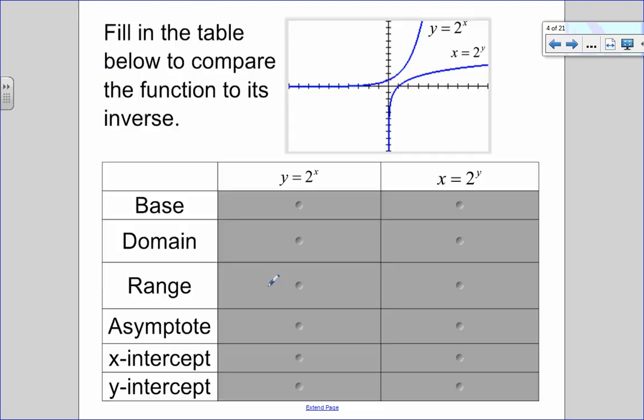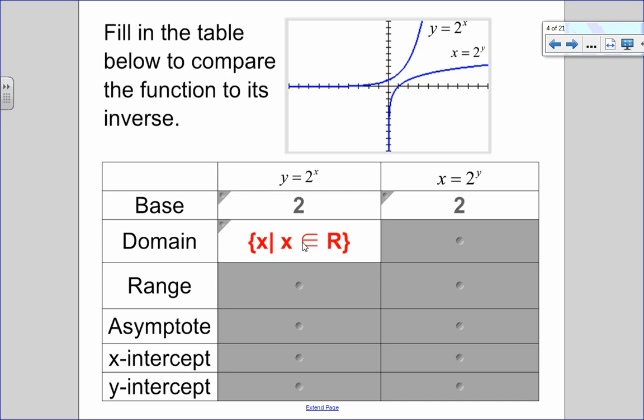So let's compare these two functions side by side and look at some of the key points. You can see the base of both of these is 2. They're both exponential functions, just reflected about the line y equals x. For the exponential function, my domain is any real number because I can put anything I want in for my exponent. Now for the inverse, the range, because that's the definition of an inverse, should also be all real numbers. And you can see graphically that that is true.